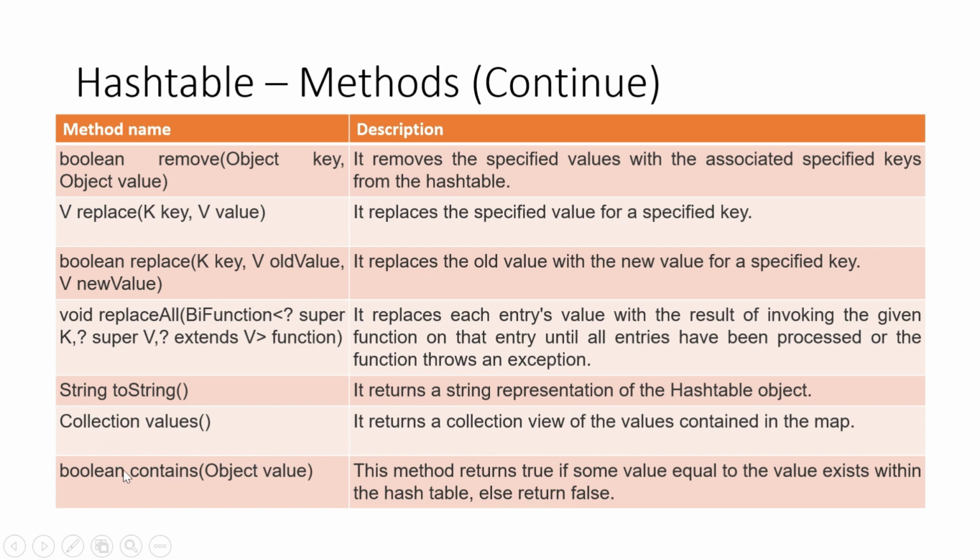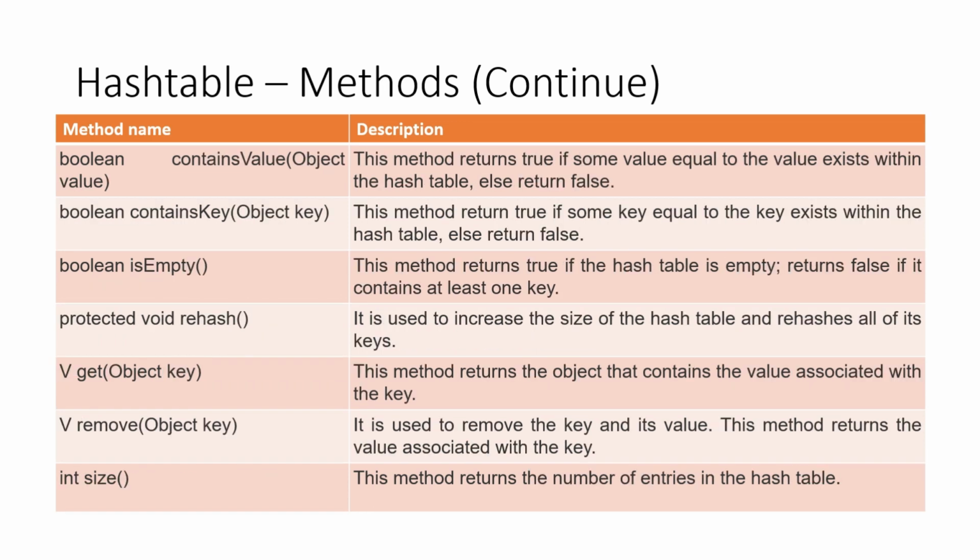The contains method will check whether a particular element is present inside the hash table. Contains value will check the value itself. Contains key will check whether the key is present or not. Empty check will check whether the table is empty. If it is empty, then it will return true. Rehash is one of the functions present inside the hash table.